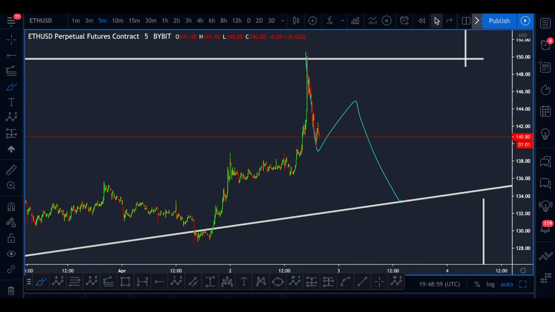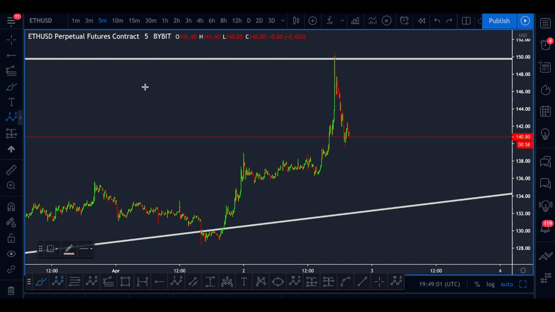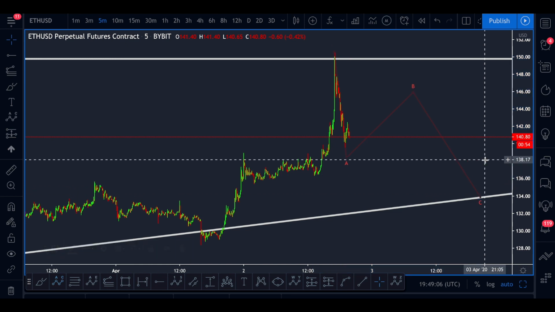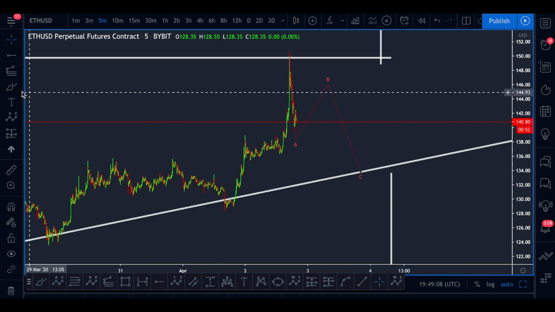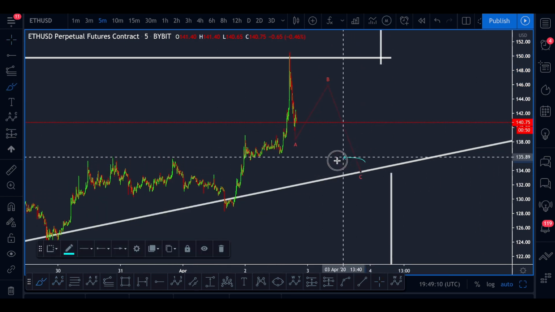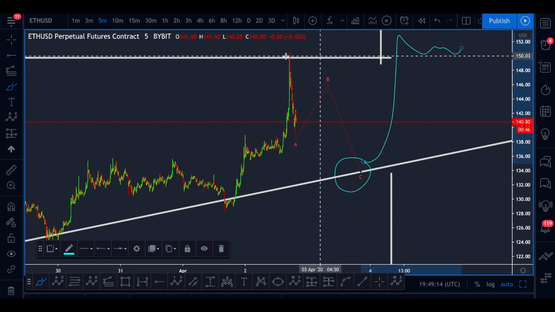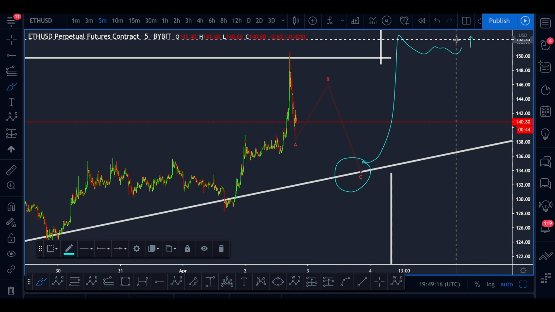But otherwise, that's going to be an ABC move, by the way, so it should be A, B, C if what I'm thinking is correct. So if we get something like that and bounce off here, this would be heaven sent basically, and we'll take that long and it may consolidate above this resistance line and then continue upwards from there.